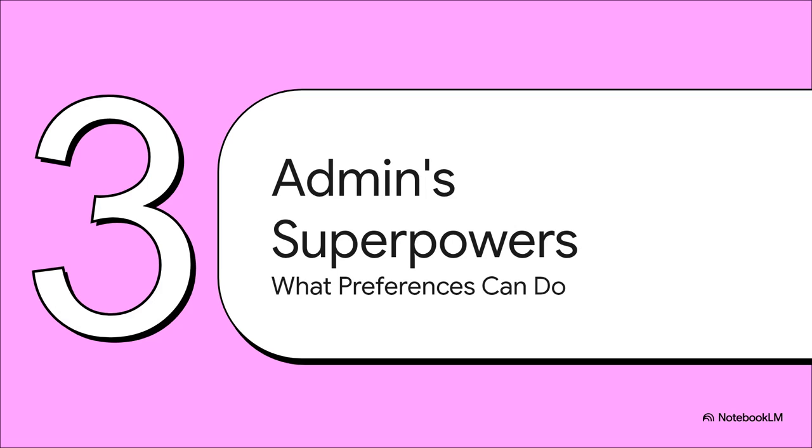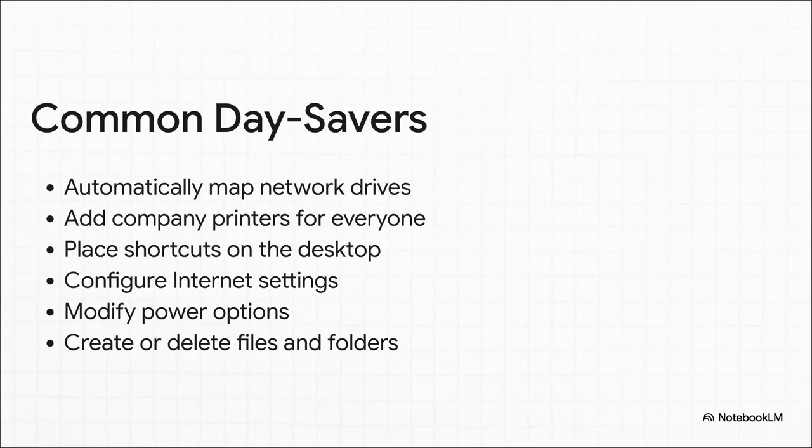So now that we get the what, let's talk about the how. This is where we see the incredible power these preferences give an IT admin. This is where the theory turns into some serious, real-world superpowers. See, under the hood, preferences are powered by more than 20 different modules. They're called client-side extensions. Think of each one as a specialized tool in a toolkit, designed to manage one specific part of Windows. And these tools, they translate into some massive time savers.